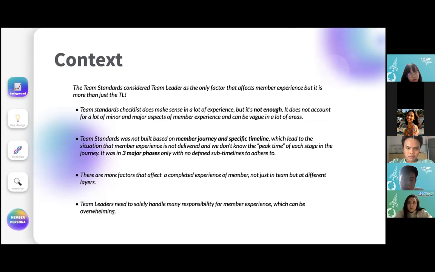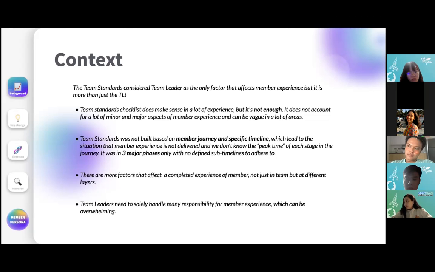So let's say there is a problem in the membership journey. For example, if I realize that, as an MCVP, there is something missing in my entity when it comes to membership experience, I could not pinpoint that problem, which might be with the TM processes or team standards, right? Coming to the next point, there are more factors that affect the complete experience of a member and not just team experience. And that is why team leaders are not solely responsible for the effect that membership experience has. Team leaders need to handle many responsibilities for member experience, which can be overwhelming.